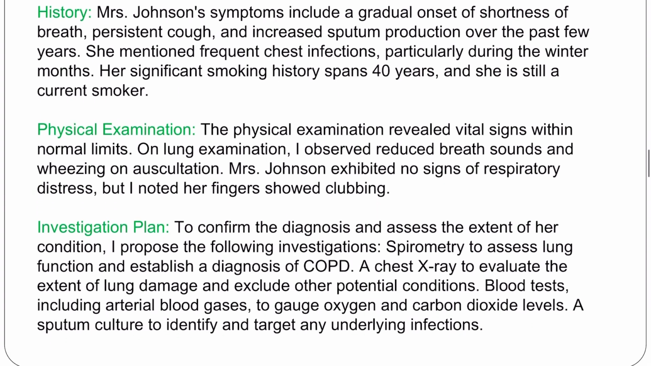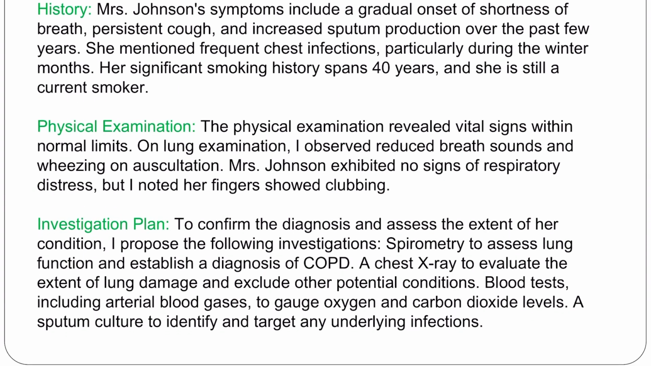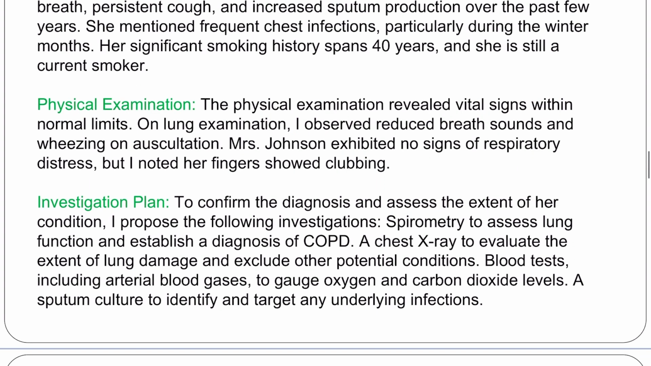Then you will move on. You will not stop until the examiner asks you to stop. Then you talk about the physical examination. The physical examination revealed vital signs within normal limits. On lung examination, I observed reduced breath sounds and wheezing on auscultation. Mrs. Johnson exhibited no signs of respiratory distress, but I noted her fingers showed clubbing. So, you give all the positive findings.